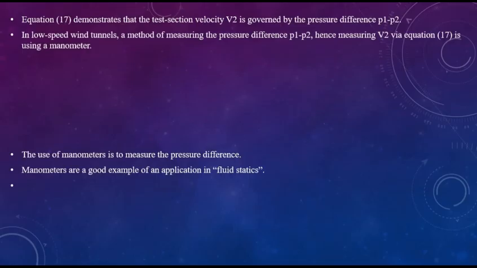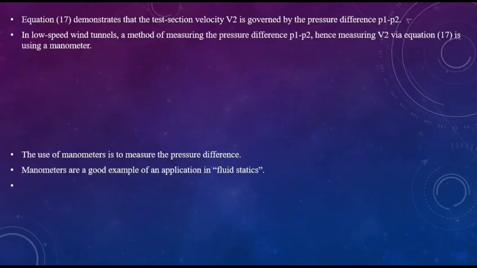So what does this equation 17 say? It demonstrates that the test section velocity V2 is governed by the pressure difference P1 minus P2. And the area ratio A2 by A1 is a fixed quantity for a wind tunnel. When we take a wind tunnel, it is a fixed quantity for that particular wind tunnel design. And density is a known constant, that is, for incompressible flow.